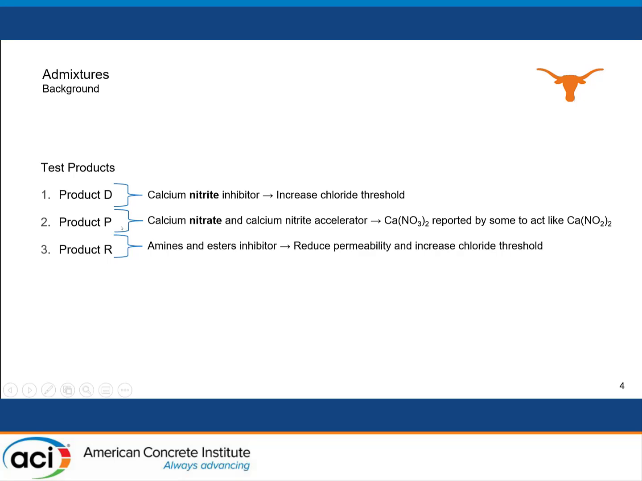We used what we will call product P, which is a calcium nitrate and calcium nitrite accelerator. It should be noted that this is actually labeled as an accelerator, so it is not labeled at all as a corrosion inhibitor, but some previous literature indicated that the calcium nitrate could act as calcium nitrite and serve as a corrosion inhibitor. The third, product R, is an amines and esters inhibitor, which is intended to both reduce the permeability, so reduce your chloride diffusion, and increase your chloride threshold, so dual action on that one.